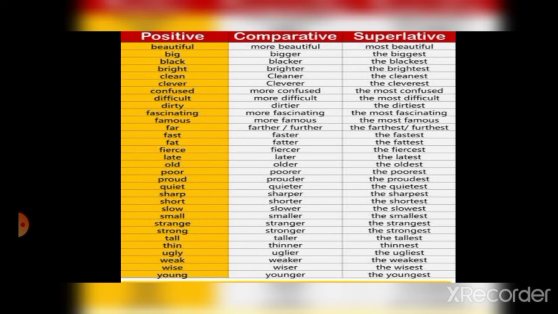quietest. Sharp, sharper, the sharpest. Short, shorter, shortest. Slow, slower, the slowest. Small, smaller, the smallest. Strange, stranger, the strangest. Strong, stronger, the strongest. Tall, taller, the tallest. Thin, thinner, the thinnest. Ugly, uglier, the ugliest. Weak, weaker, the weakest. Wise, wiser, the wisest. Young, younger, the youngest.